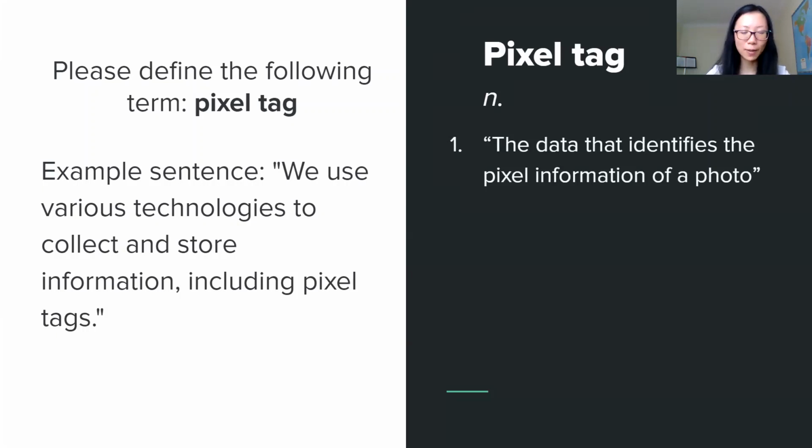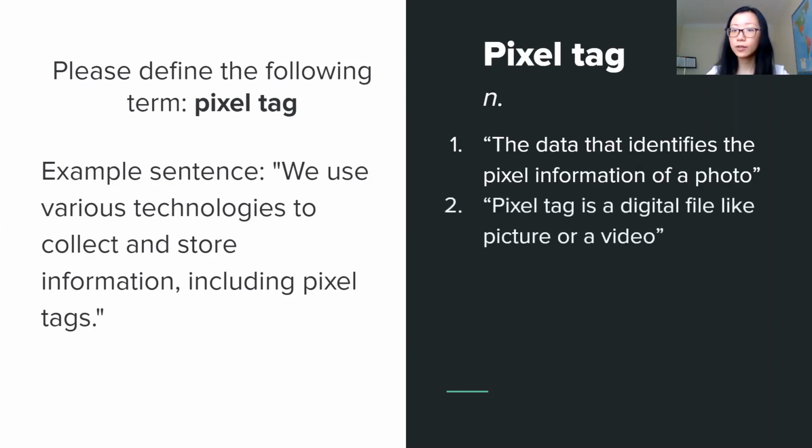But they tried, good for them. Others maybe focused more on the word pixel. So maybe they went, okay, so pixels, that has something to do with images. Tags are important. So another response was that pixel tag is a digital file like picture or video, which is once again still rather incorrect.